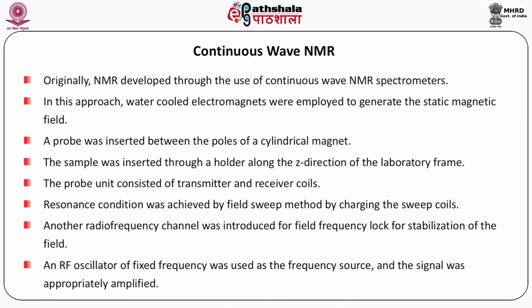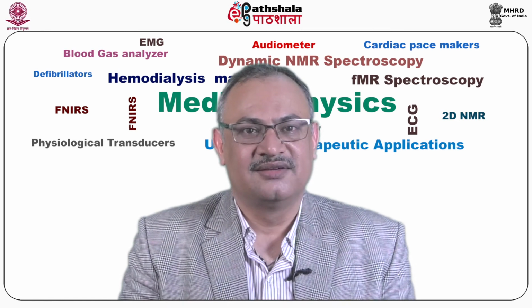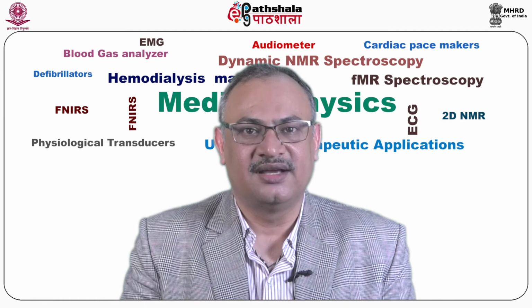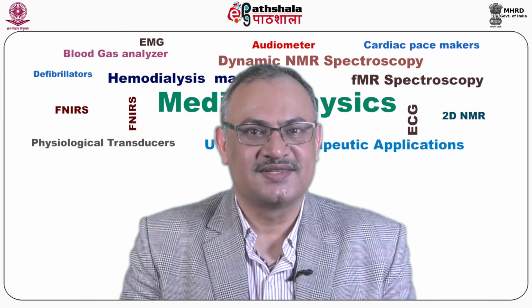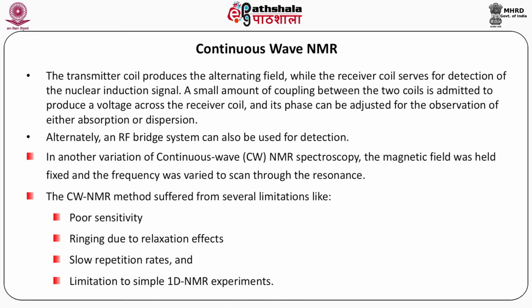Another radio frequency channel was introduced for field frequency lock for stabilization of the field, about which we will learn in the next module. An RF oscillator of fixed frequency was used as the frequency source and the signal was appropriately amplified. So, in this case, to achieve resonance, the RF frequency was kept constant and the magnetic field was varied by varying current into sweep coils that were attached to the main electromagnet. The transmitter coil produces the alternating field while the receiver coil serves for detection of the nuclear induction signal.